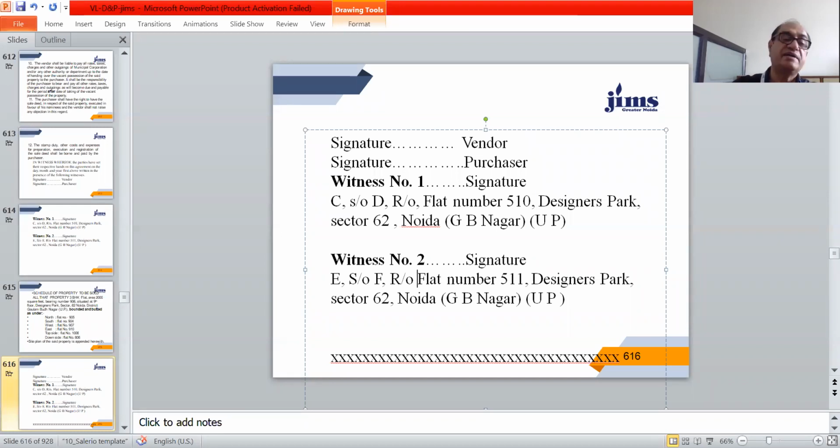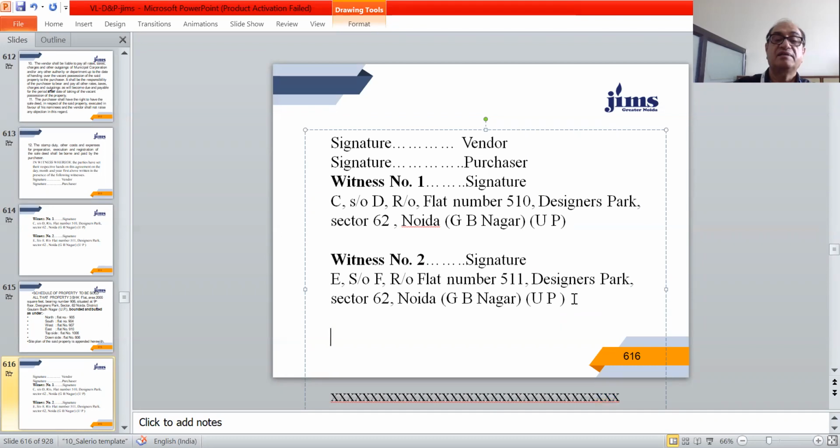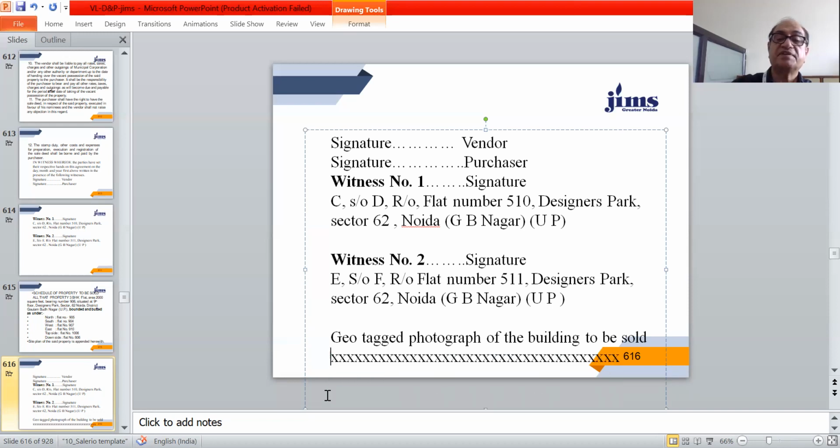And dear students, one more item which is now being added in the sale deeds and agreements to sell, that is the addition of a geotagged photograph of the building to be sold. What is the benefit of a geotag photograph being added? It fixes the location of the property.